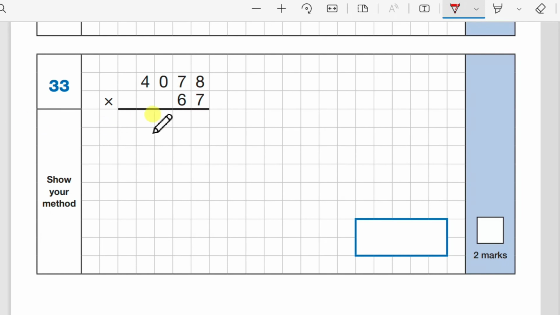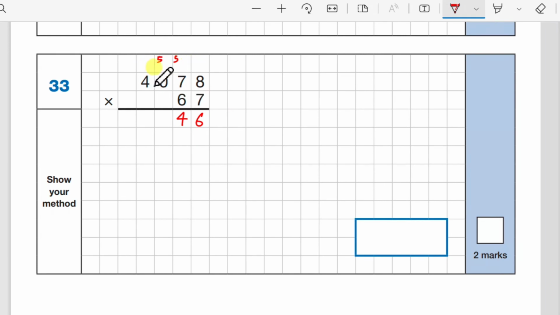Times by 7. So 7 times 8. That should give us 56. So 6, and then carry and put the 5 up here. Make sure you write the number a bit small, yeah, so you can cross out later when you work on the 6. And our next one, 7 times 7 is 49. Add the 5, you get 54. So 4, carry the 5 again.